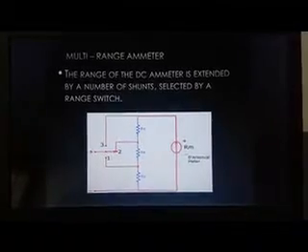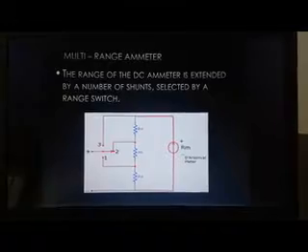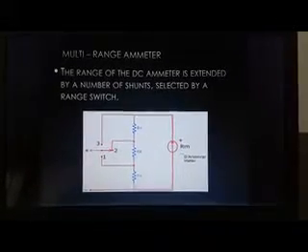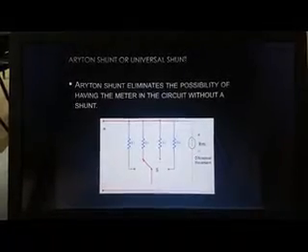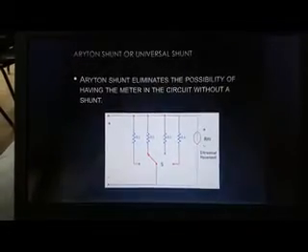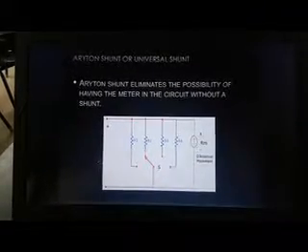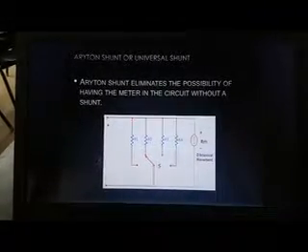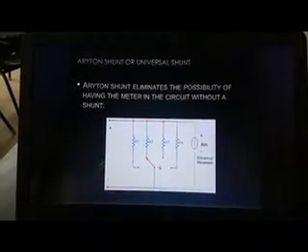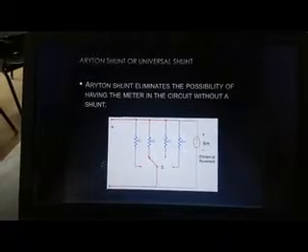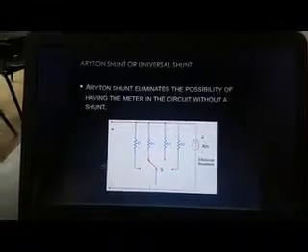The multi-range ammeter. The range of the DC ammeter is extended by a number of shunts selected by a range switch, which, as shown in the figure, is 1, 2, and 3. The multi-range ammeter uses the Ayrton shunt or the universal shunt. The Ayrton shunt eliminates the possibility of having the meter in the circuit without a shunt. Switch S, or the multi-position switch shown in the figure, protects the meter movement from being damaged during range changing.